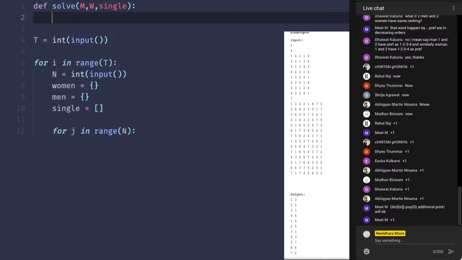So what do we need here? What we need is to maintain a list of current engagements and the set of single men. And also we need to know the current status of a woman, in the sense that when she receives a proposal from a man, we need to check if she's single or not. Based on that, we need to figure out if the proposal will be accepted or rejected.